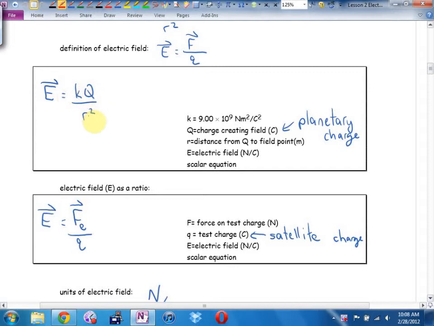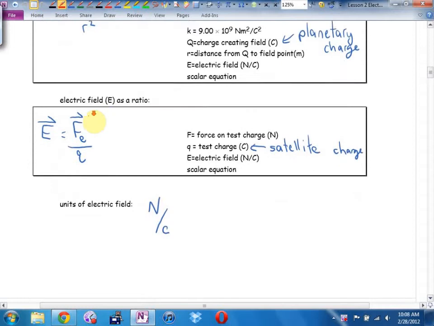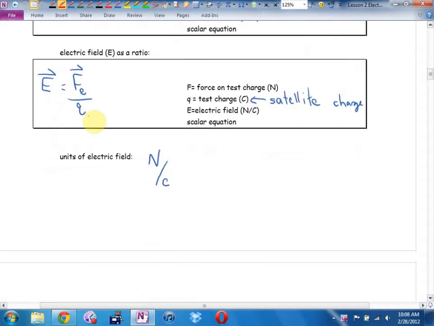The second way was if you didn't know the planet that was causing it, but you could detect it by putting a charge inside the electric field somewhere. It was the force divided by the charge at that location that told you the electric field. And this gave us our units for electric field, newtons per coulomb.